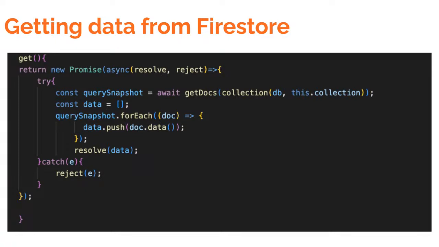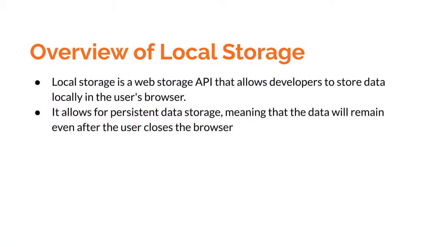And then here's another snippet of code. We can see what it looks like when we're retrieving data from the Firestore. Again, you don't need to cram any of this. The documentation is quite detailed. So I'm going to quickly move into local storage.